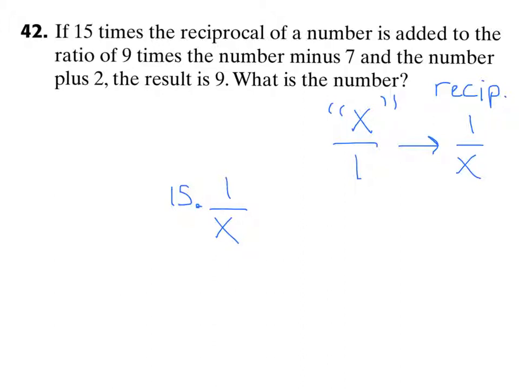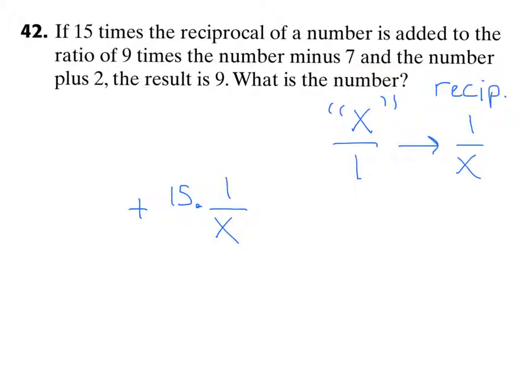Okay, so it's added to something that was already there. It's added to the ratio of 9 times the number. So 9x. It's going to be a ratio, though. So it'd be 9x minus 7. Oh, that's a whole expression. 9x minus 7. And plus, or no, that's the ratio.